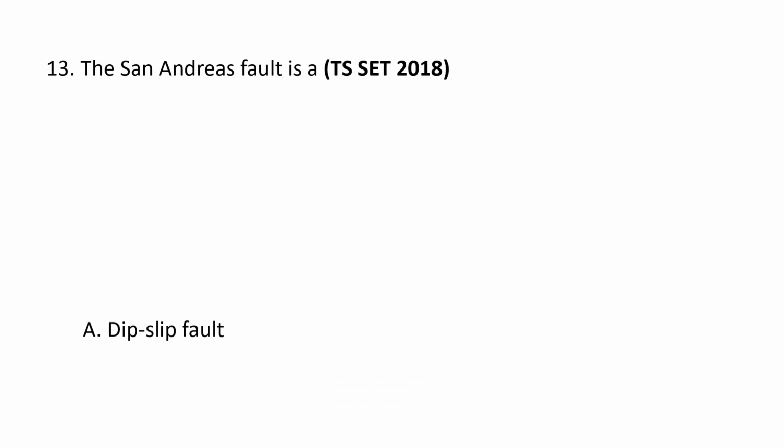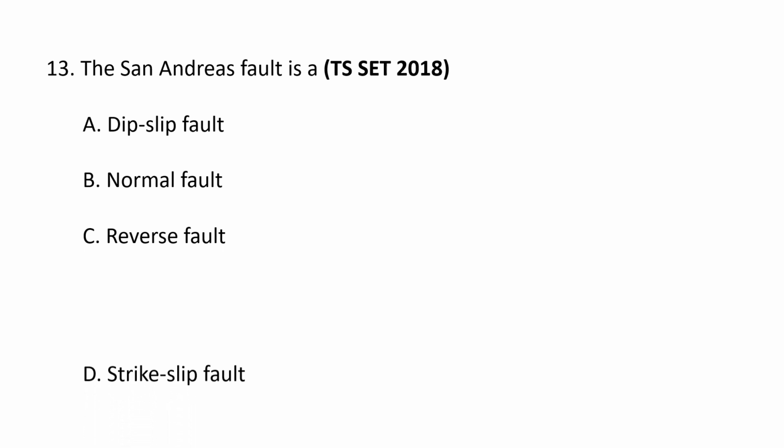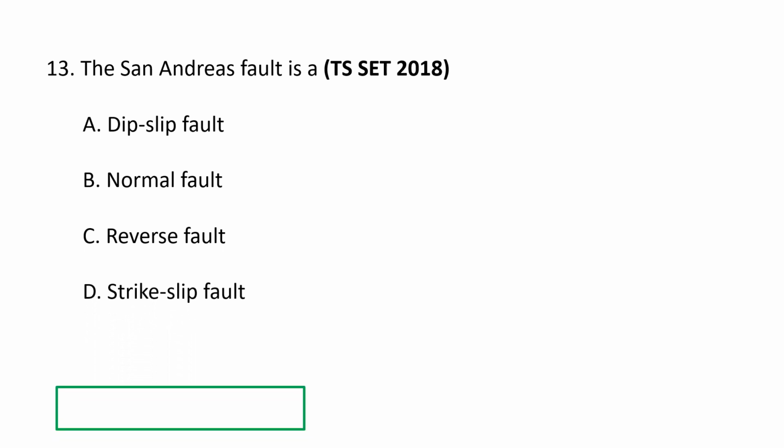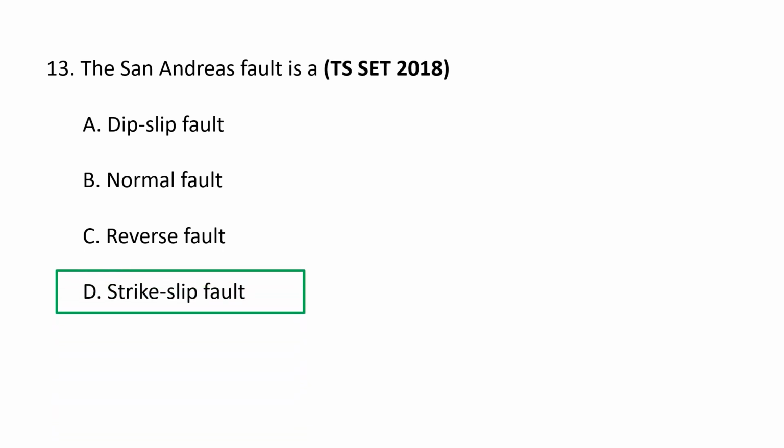Next question. The San Andreas fault is A. a dip slip fault, B. normal fault, C. reverse fault, D. strike slip fault. San Andreas fault is a strike slip fault. So this is a fault in California. It is a continental right lateral strike slip transform fault and it extends up to 1200 kilometers through California. So D is the correct answer.